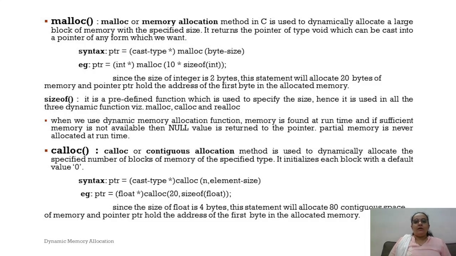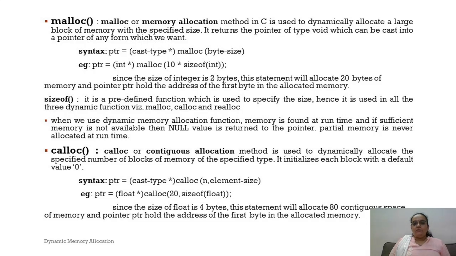Suppose we calculate that the integer size is 2 bytes, that is, the compiler uses 2 bytes. So 10 into 2 is 20 bytes that we need. Here the sizeof function is used. This is a predefined function, and it is also declared in the standard library header file. Same way calloc.